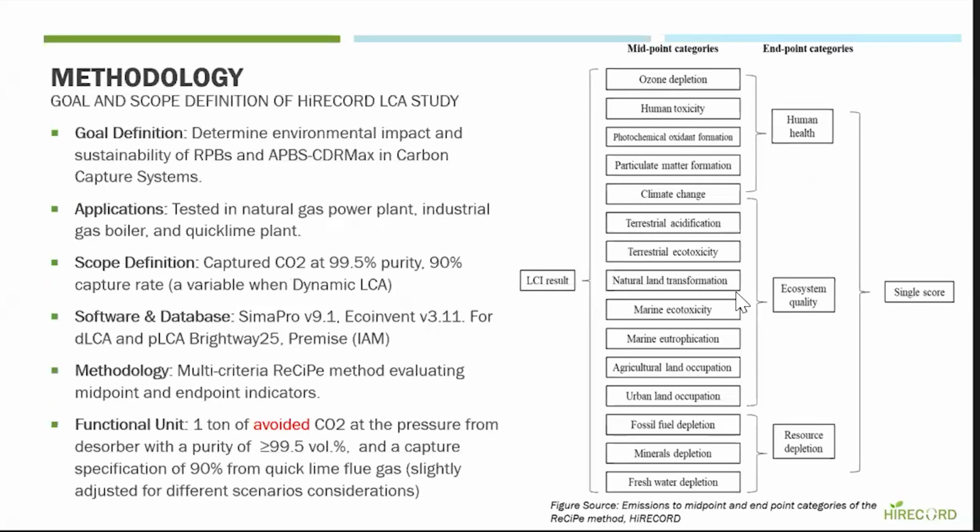So the methodology that we are approaching, as we said, is holistic. So we decided to implement the ReCiPe method. We will go with all the midpoint categories and the endpoint categories as well.